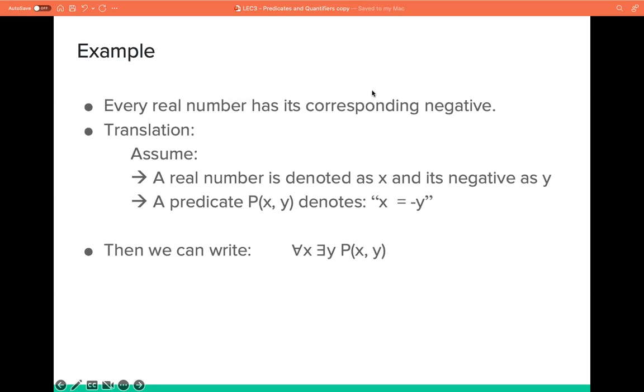So let's have an example. Every real number has its corresponding negative. How can we express this in its predicate logic form? Let us assume variables for the real number and its corresponding negative. Let x be the real number and its negative be y. We can have a predicate P of xy that denotes x is equal to negative y. Then we can write this statement as: for every real number x, there is a corresponding negative, or there is a y that is negative.